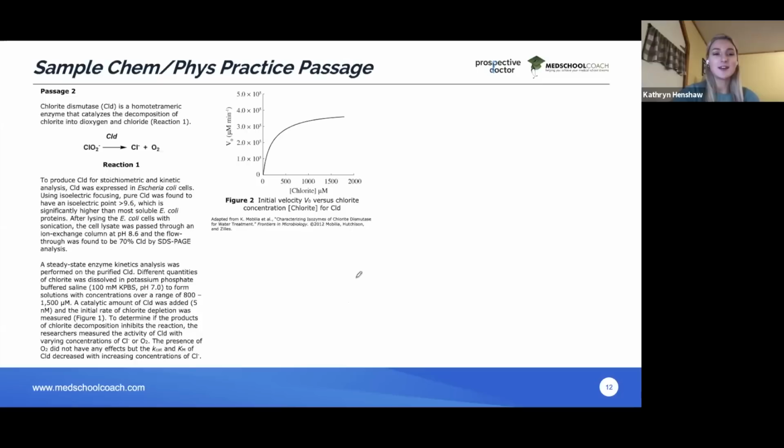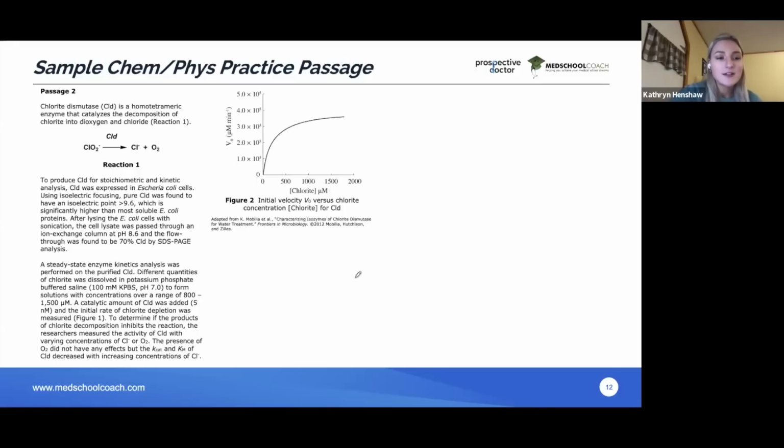Okay, great. So we're taking a look at this passage, so we'll get started. Reading the first intro here: chlorite dismutase is a homotetrameric enzyme that catalyzes the decomposition of chlorite into dioxygen and chloride. And we're given reaction 1 here. Since this is an intro sentence, it gives us a lot of information, particularly the name of an enzyme, chlorite dismutase, and we can see the reaction that it catalyzes down here.